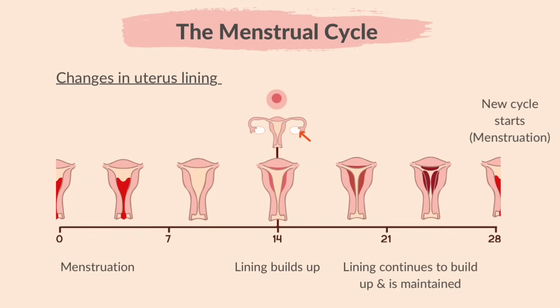Let's look at how the lining of the uterus changes during the menstrual cycle. Menstruation lasts around 5 to 7 days and marks the beginning of a new menstrual cycle. After menstruation, the lining of the uterus starts to thicken in preparation for possible implantation. The uterus lining continues to build up and is maintained. If the egg is not fertilized, the uterine lining starts to break down and results in menstruation or period.